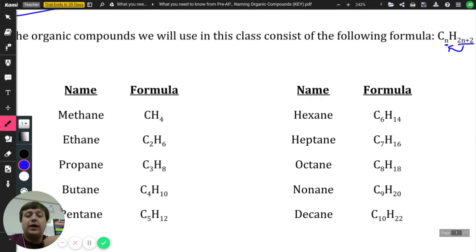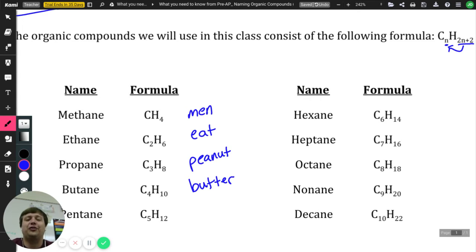Now, for me, I have always remembered these first 4, methane, ethane, propane, and butane, by remembering men eat peanut butter, okay? So men eat peanut butter. And again, it's just a little saying that I heard forever ago, and it helps me remember the order of these organic compounds. So men would represent the methane, eat would represent the ethane, peanut would represent propane, and butter would represent butane. All right.